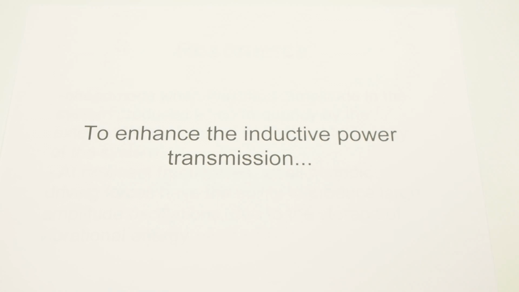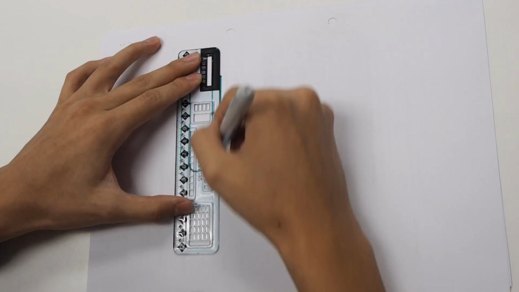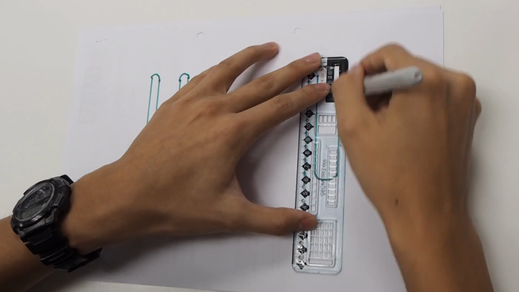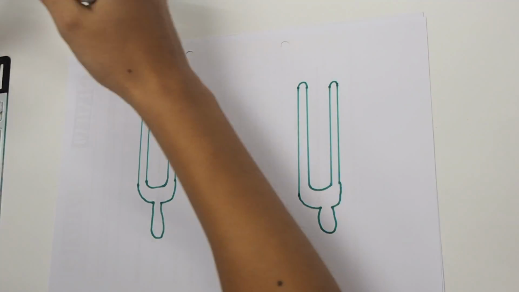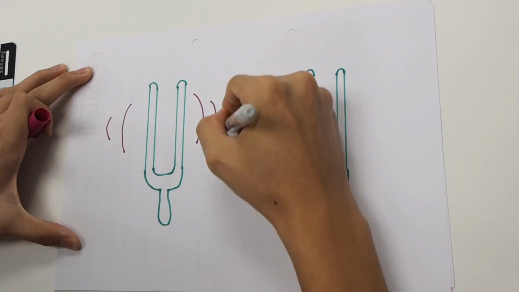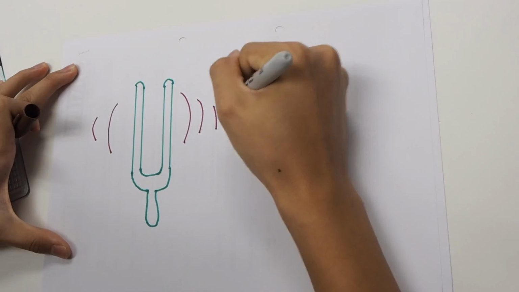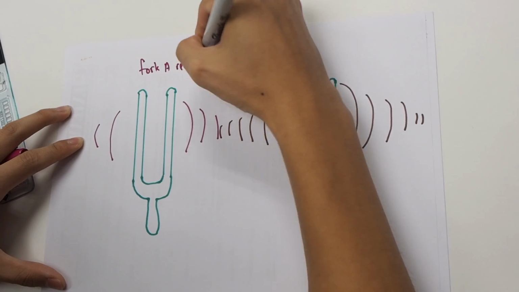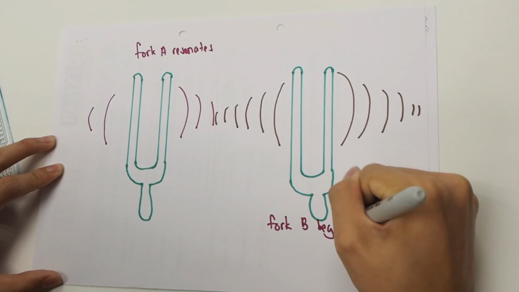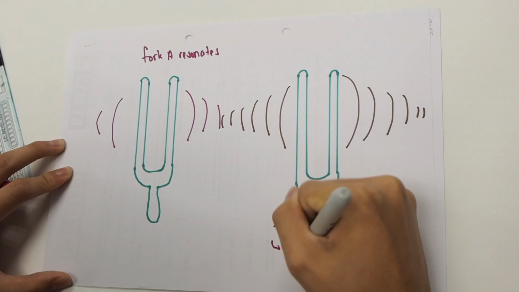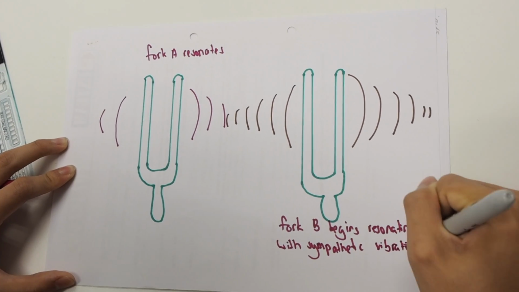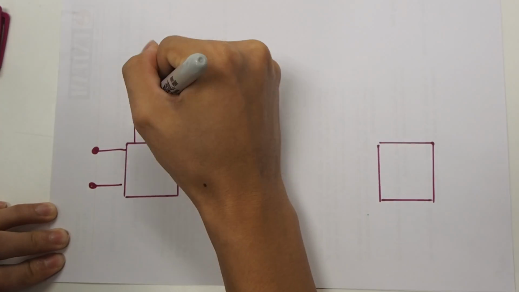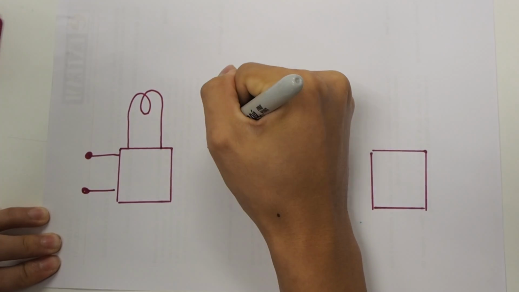To enhance the inductive power transmission, we use resonance. Resonance is a phenomenon where maximum amplitude in the system is produced when the frequency of the external force equals the natural frequency of the system. At resonant frequencies, small periodic driving forces have the ability to produce large amplitude oscillation due to the storage of vibrational energy. Another way to enhance inductive power transmission is by resonant inductive coupling.